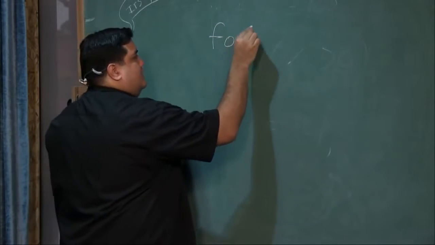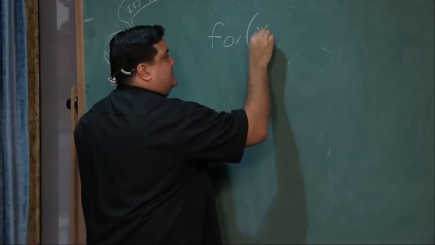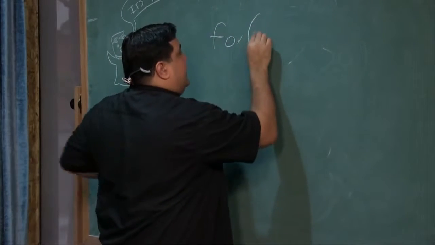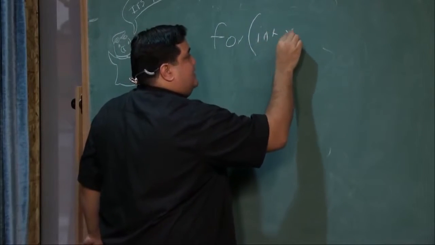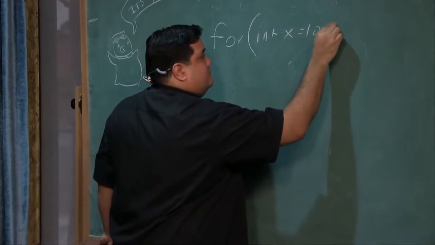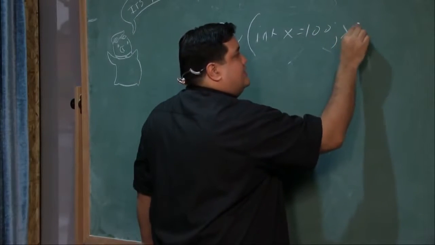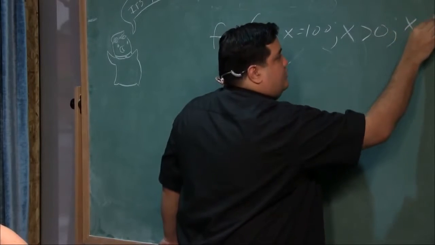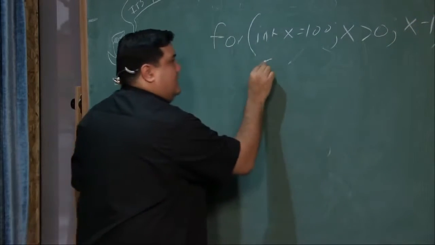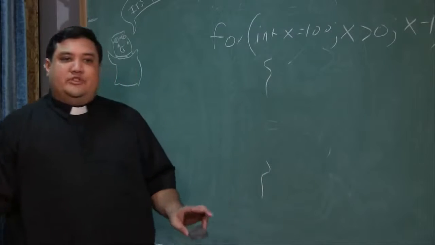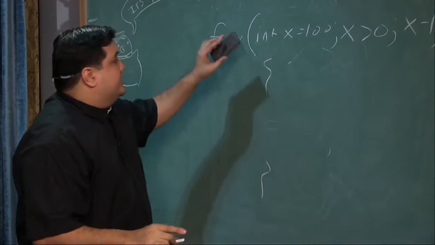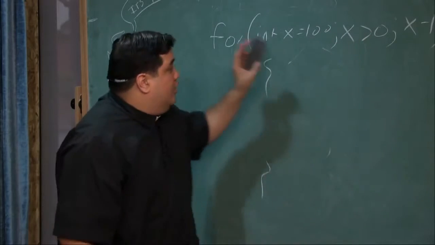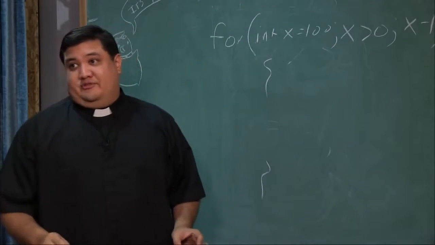For integer x equals 100, x greater than 0, x minus 1. Okay. What a for loop lets me do is it lets me put its own initiator, its own condition, and its own step within the structure of the loop itself.